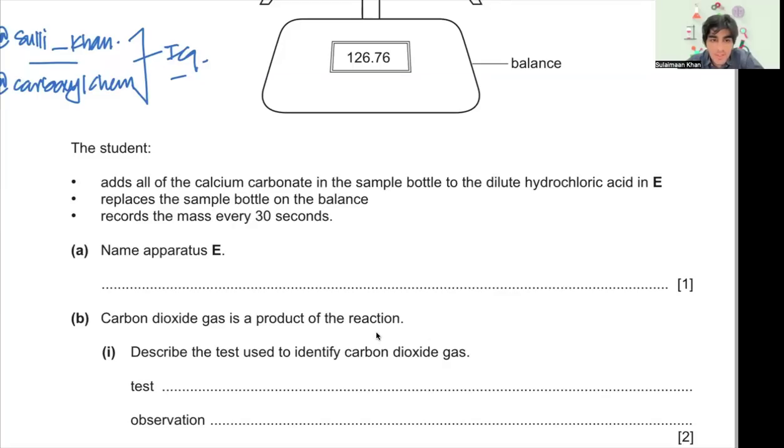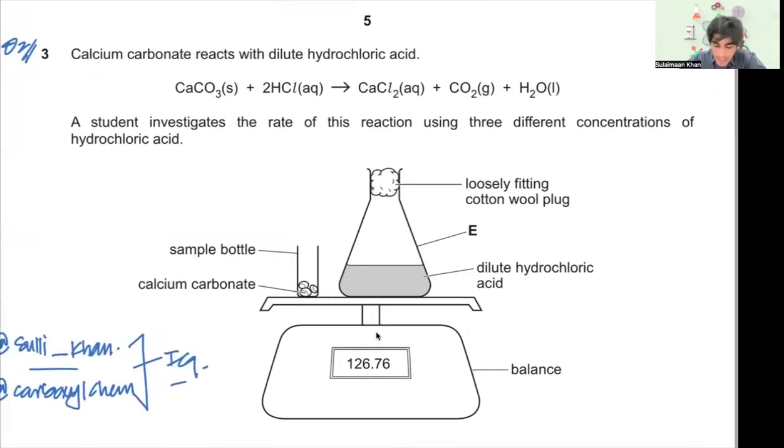Should we start doing question number 3? Then we'll take some break after question number 3. It's a unique question. Okay, let's talk about this. So, calcium carbonate reacts with dilute hydrochloric acid. A student investigates the rate of this reaction using 3 different concentrations of hydrochloric acid, right? So he wants to find out the rate of reaction using 3 different concentrations of hydrochloric acid.